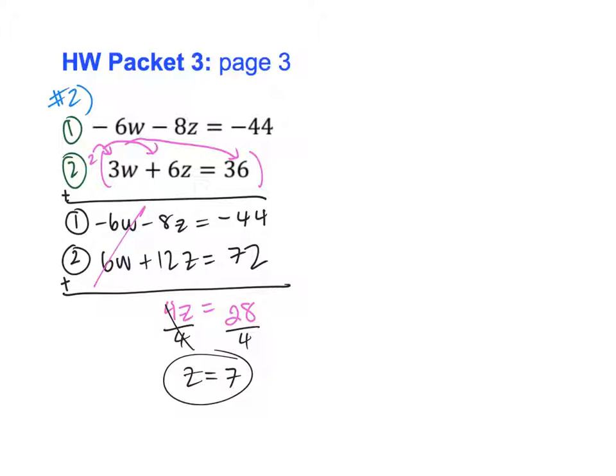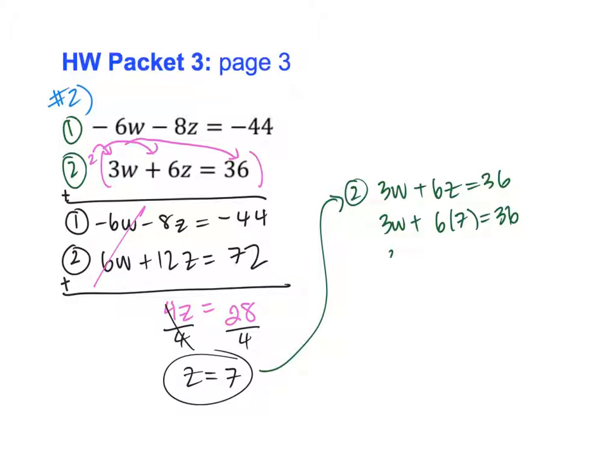So now that I have Z, I can plug it into one of these equations to get my W, right? So I'm just going to pick the first equation here. Actually, you know what? I don't want to pick the first equation. That's a lot of negative signs. Maybe let's pick the second equation here. Why not? Since it doesn't matter. So our second equation here was 3W plus 6Z equals 36. So that was our original equation. So if I plug this in, this is going to be 3W, because I don't know what W is. Z is 7.